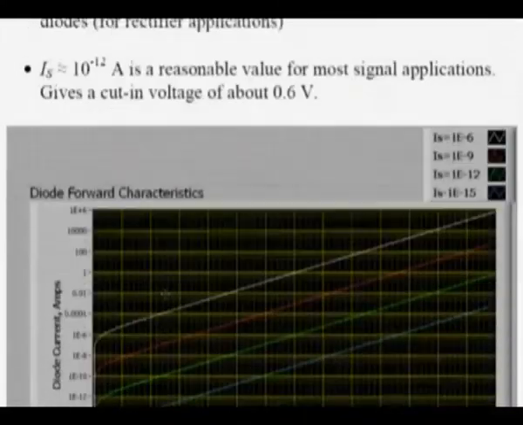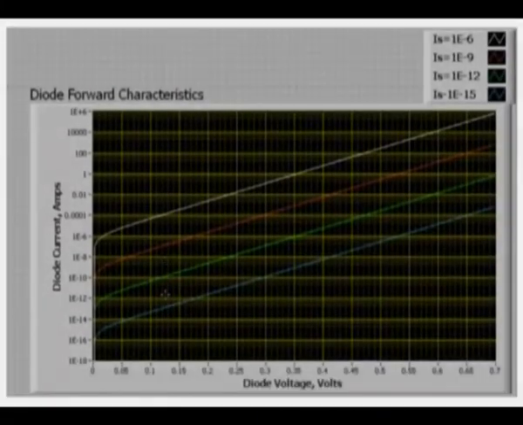I want to show you the same equation I just calculated, and let's see the effect of IS. You'll be shocked to see this. What I have here is a graph where I have used four values of IS, with the same diode equation: 10 to the power minus 6, 10 to the power minus 9, 10 to the power minus 12 and 10 to the power minus 15. Now, let us look at 10 to the power minus 6.